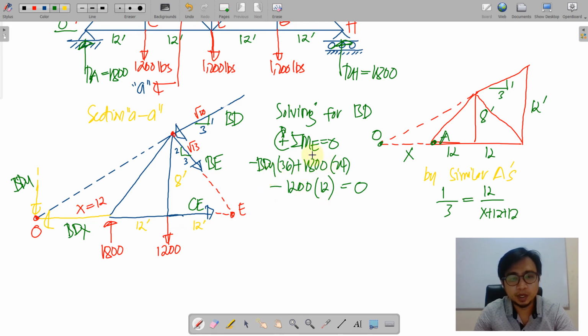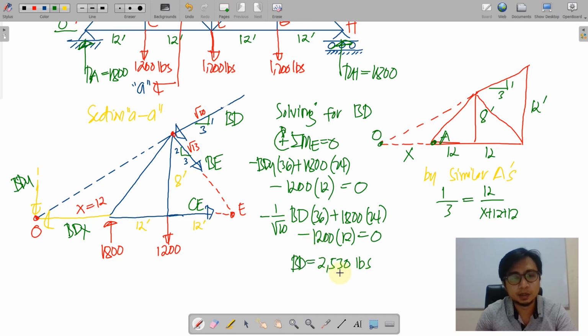So we arrive at BDY but not BD. But BDY can be expressed in terms of BD. We can write BDY by its slope, and the slope of the vertical is 1. So therefore, this could be written as 1 over square root of 10 of BD times 36, and all of the rest will be maintained. Therefore, BD is 2,530 pounds. And what is the orientation? So do not mind this resolving of the components here, but mind where it was assumed. It is assumed actually as compression here. Okay, so we place C as the orientation of BD.